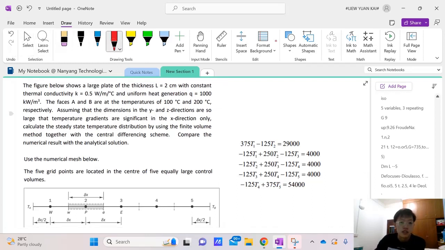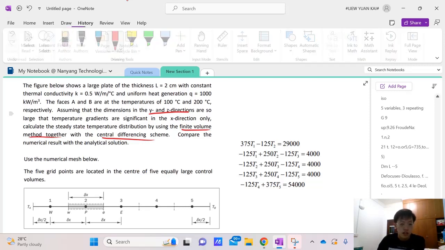So this is a one-dimensional problem. Okay, this implies that it's one-dimensional, so it doesn't matter. Y doesn't matter. Z doesn't matter. So calculate the steady state heat distribution with the finite volume method and the central differencing scheme. So we're expected to use the finite volume method and the central differencing scheme.